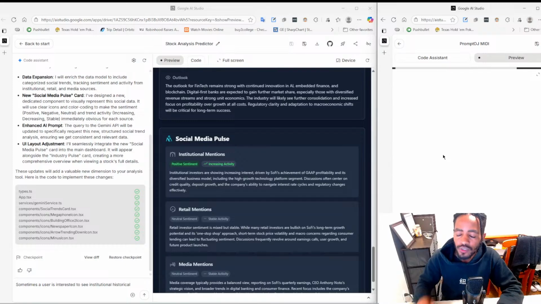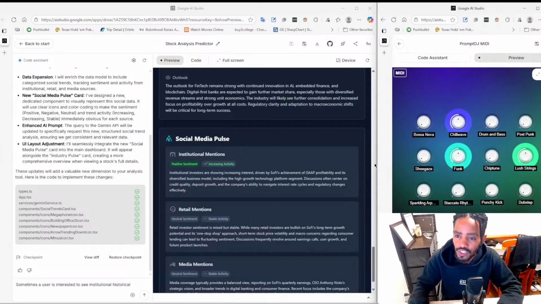A lot of these notes and everything else is generated by the AI. They don't exist somewhere else. And from the prompt, this DJ is able to just generate these random beats. So let's try it.